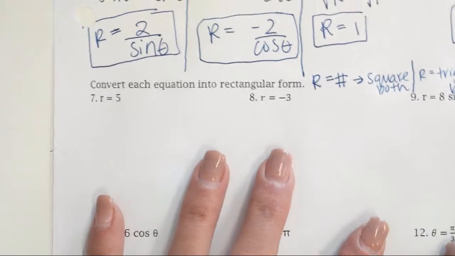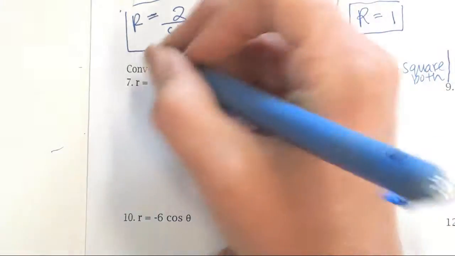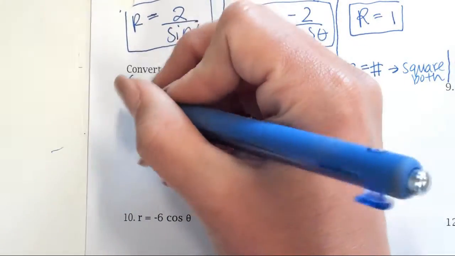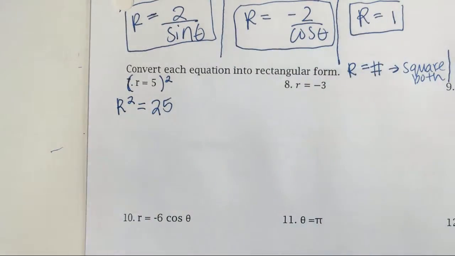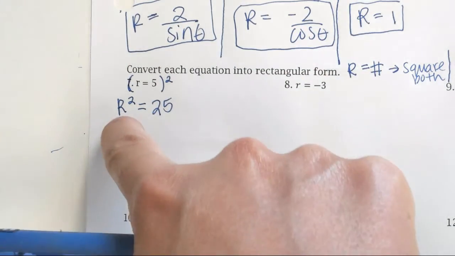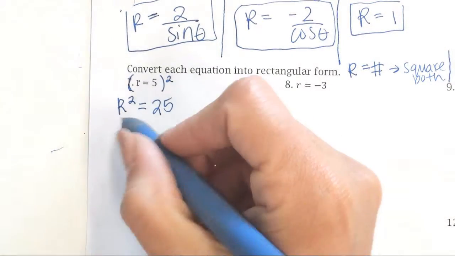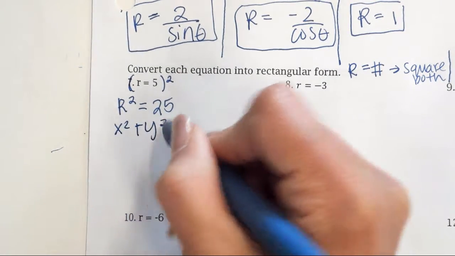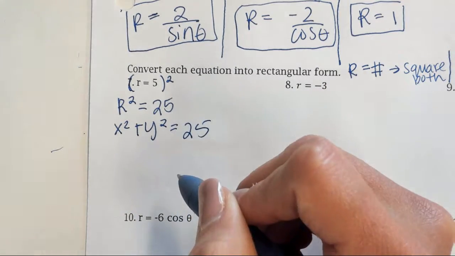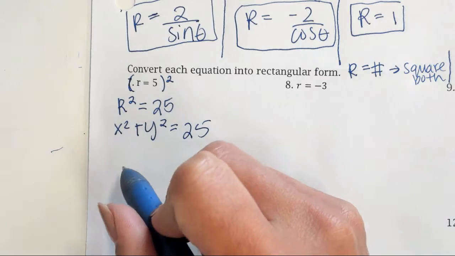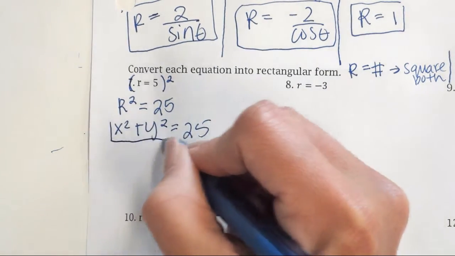Alright, let's get started. So number 7, we have r equals a number. So what are we going to do? Square both sides. That would give us r squared equals what? 25. And now to change it, this is still polar because it's got an r involved. How can I change that r to in terms of x and y? X squared plus y squared equals 25. And that's it. This is an equation of a what? Circle. So it's rectangular form. And that's it. Go ahead and do 8 on your own.